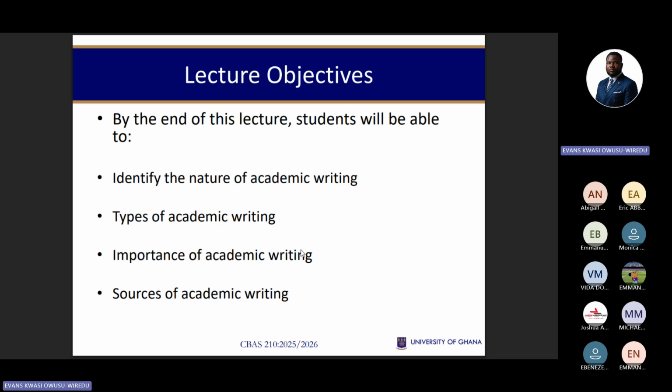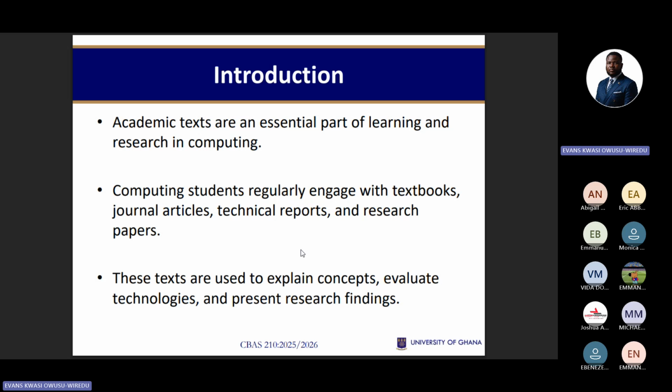All right. So academic writing, the introduction of everything. Academic texts are an essential part of learning and research in computing. So we are talking about academic texts within the computing students' environment. It's very important to know the academic terms with regards to the course you are doing. That's why I said in the beginning that one of the things you should do is to get some keywords in the computing world, keywords that replace normal words or normal terminologies.